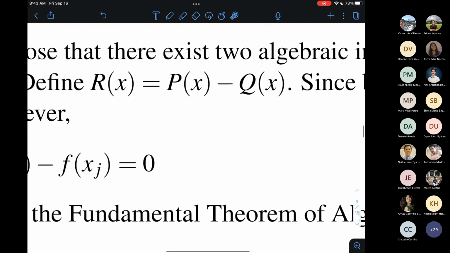So ayan si R, P of x minus Q of x. Ano yung degree ni R? Anyone? What's the degree of R? Come on, guys.